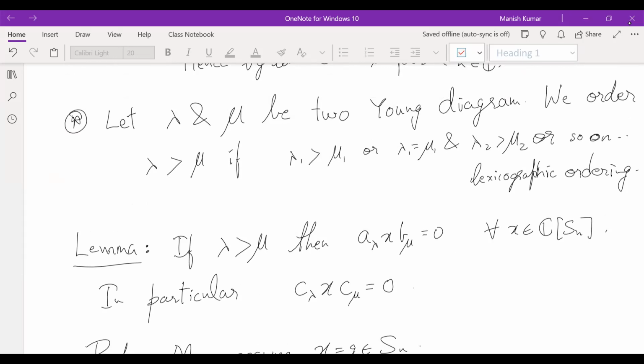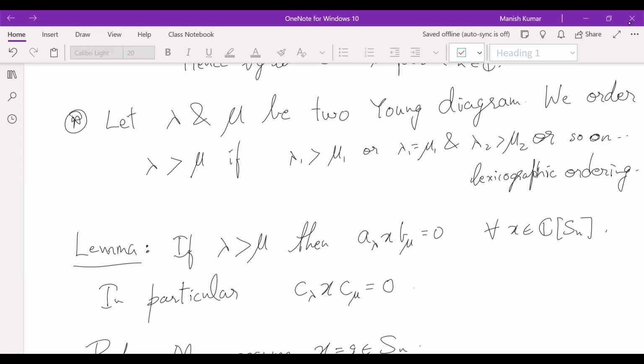So let lambda and mu be 2 Young diagrams. We can order any 2 Young diagrams via this method: lexicographic ordering. A Young diagram means it's a partition, lambda 1, lambda 2, lambda 3 up to lambda k, so that the summation of lambda is n, and mu is similar. We say that lambda is bigger than mu if the first row of lambda is longer than the first row of mu, or if they have the same first row, you go to the next row and check whether the next row of lambda is bigger or not, and so on. You keep on doing that. So that's lexicographic ordering.